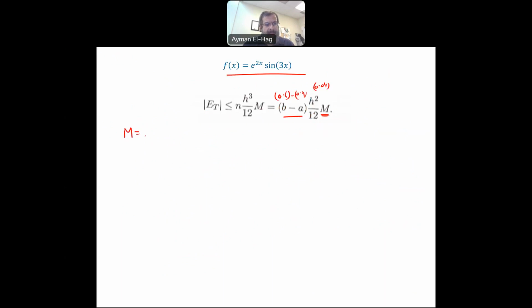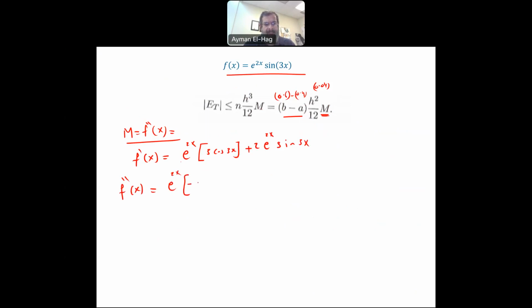M is equal to the maximum of the second derivative of the function of x. So we need to find the second derivative of this. So the first derivative, as we know, is equal to e to the 2x times 3 cosine 3x plus 2e to the 2x sine of 3x. f double prime of x is equal to now e to the 2x times minus 9 sine of 3x plus 6e to the 2x cosine 3x. So that is the derivative of the first term.